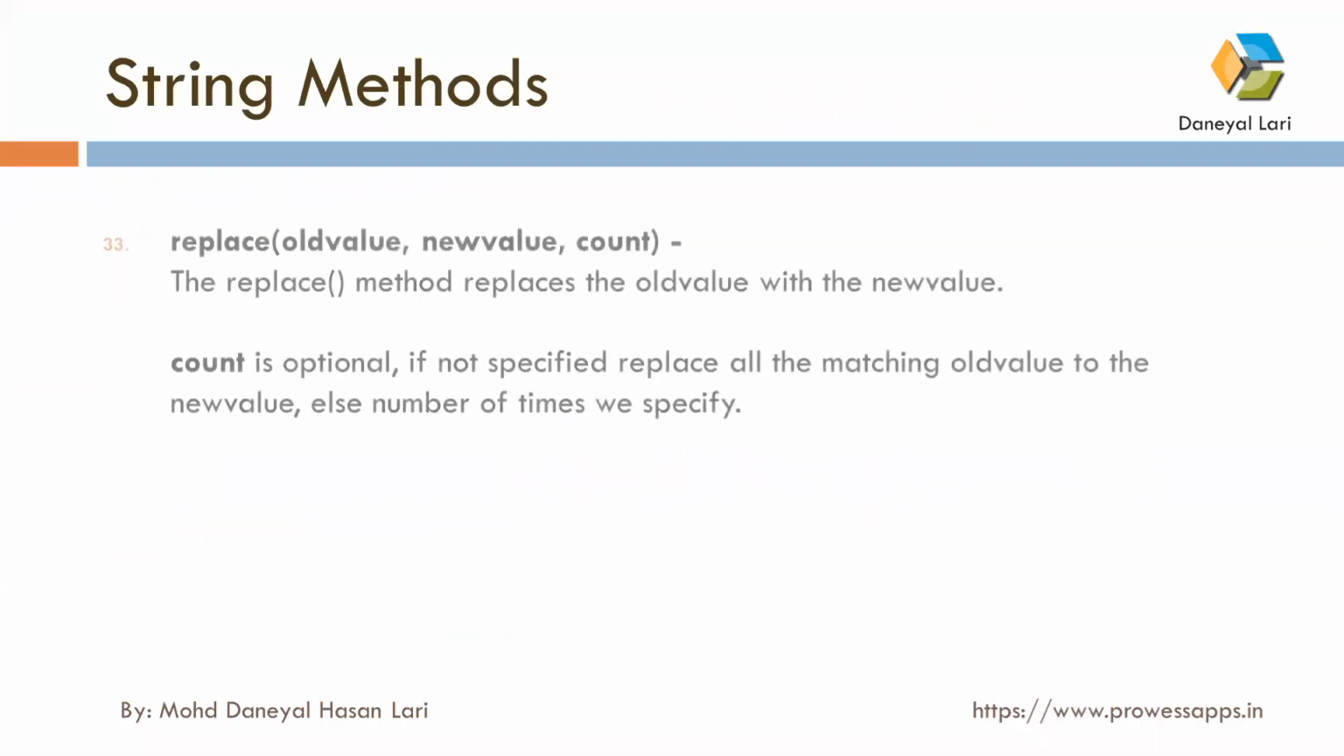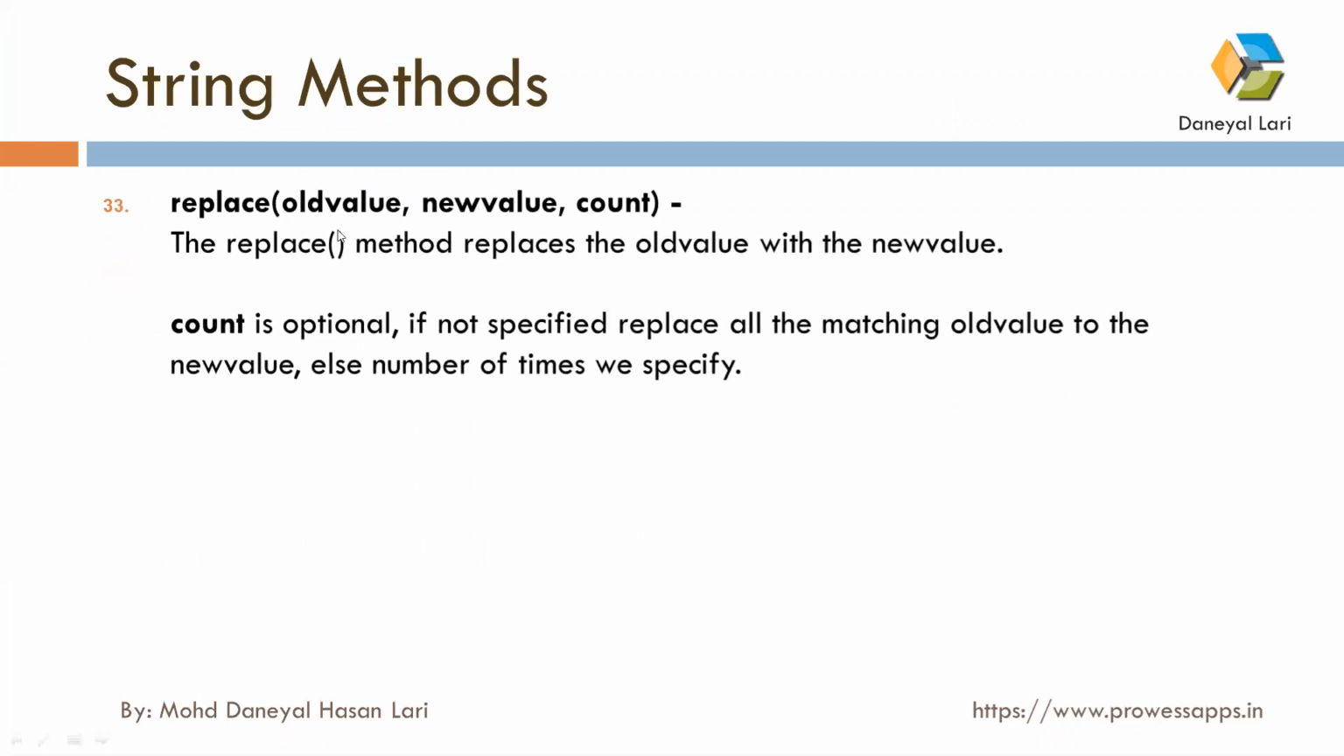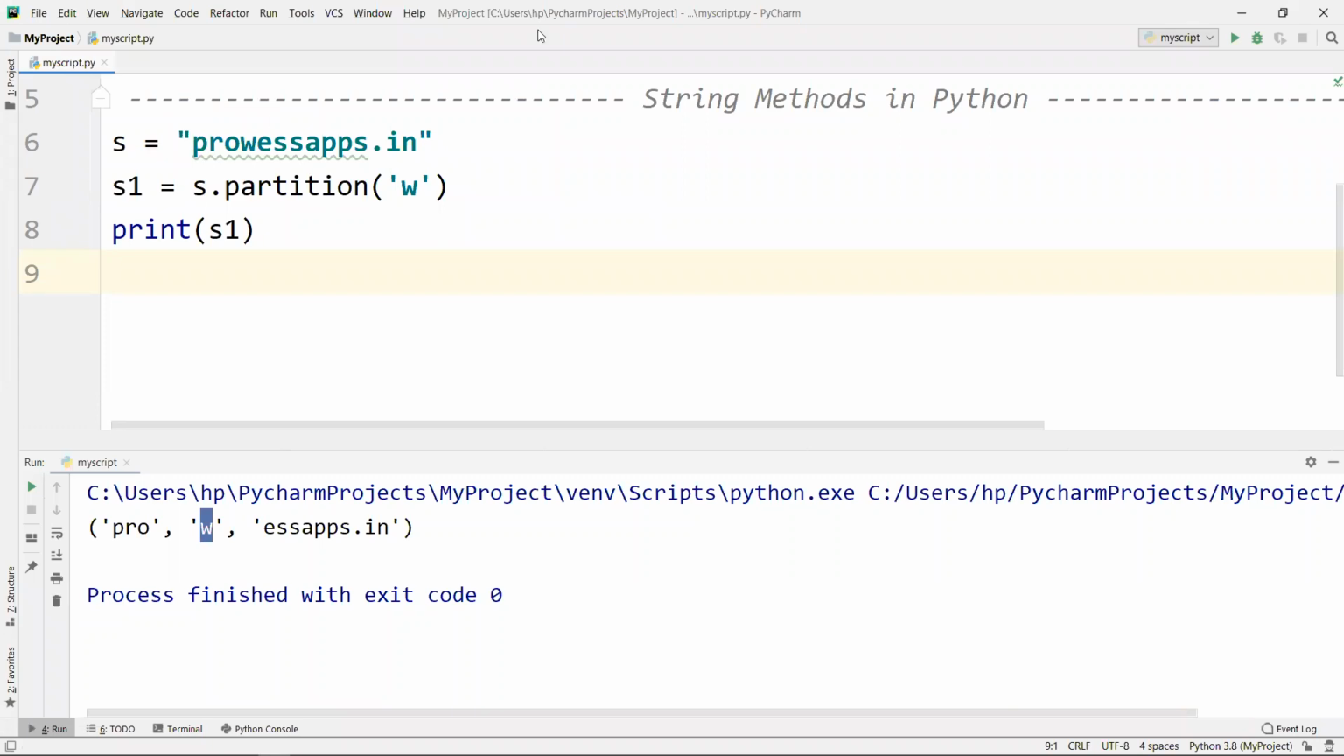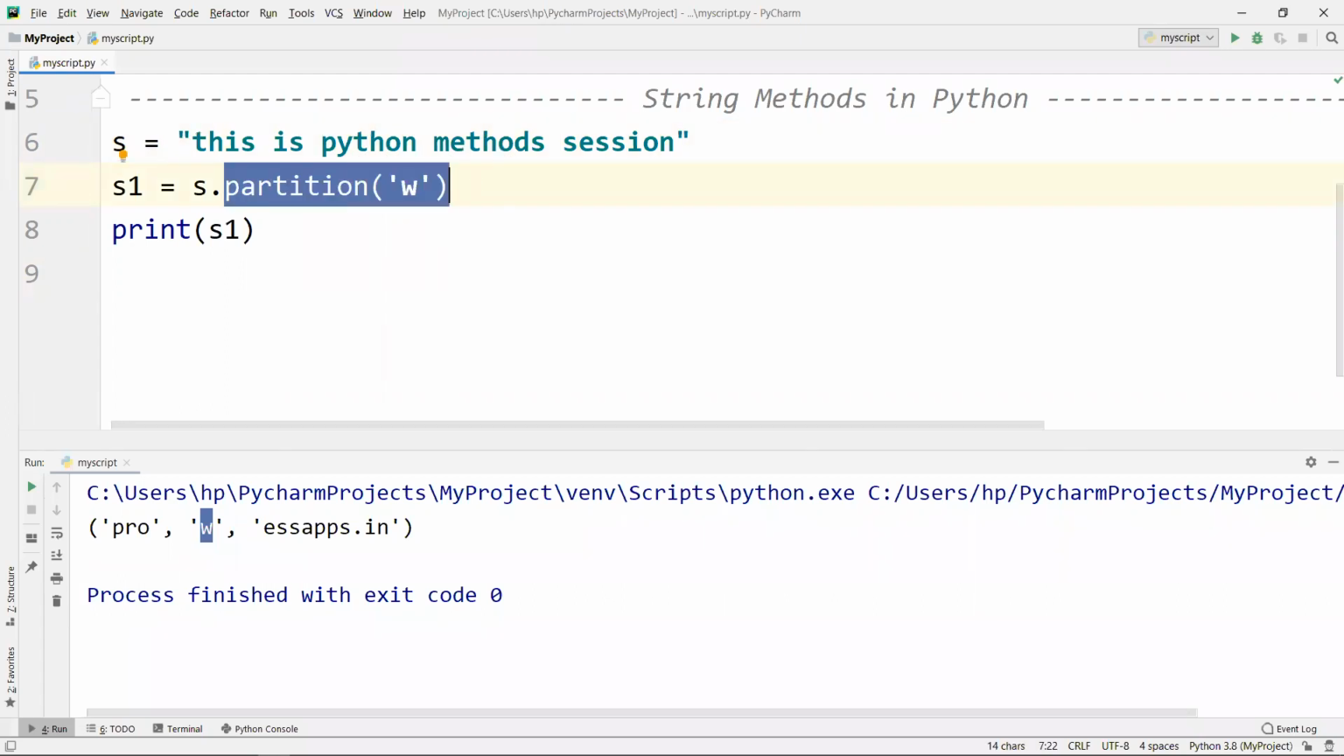The next method is called replace. This method is also very important. The replace method replaces the old value with a new value. Suppose this string is Python methods session. Okay, so this is Python methods session, and here I'm using s.replace.